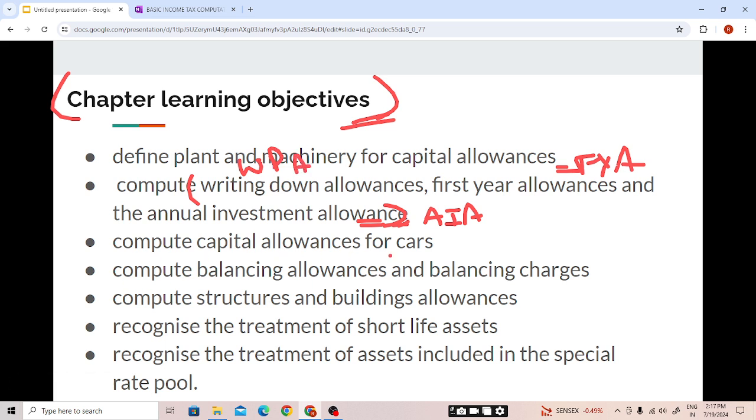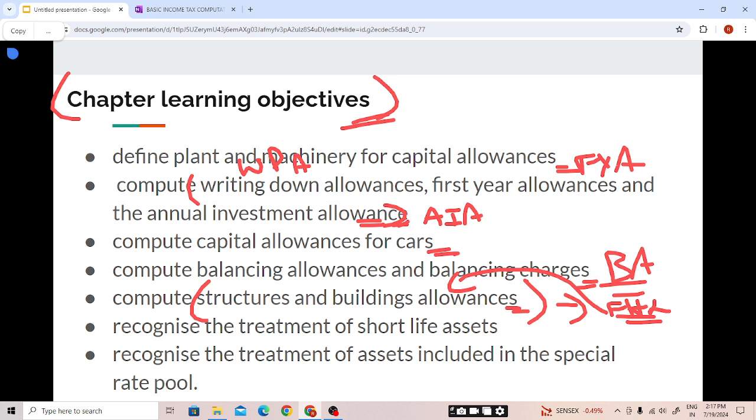Compute capital allowances for cars. Compute balancing allowance and balancing charge. These two are balancing adjustments. Compute structure and building allowances. As we have seen this term under property income, FHL, furnished holiday letting, we have seen that the FHL will qualify for structure and building allowances.